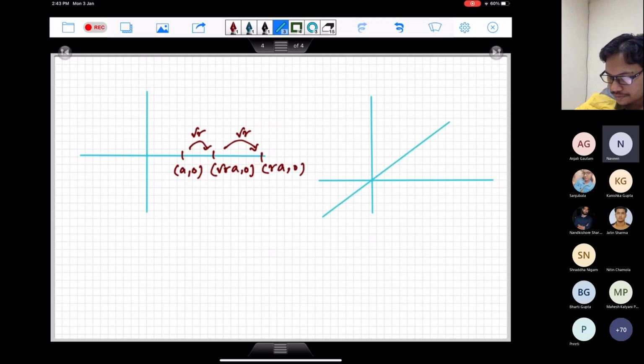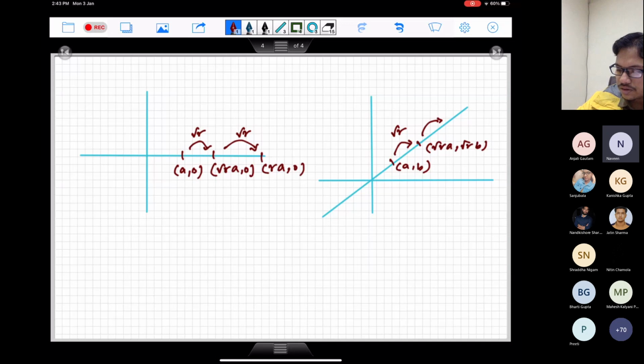Okay, so if I have, for example, some (a, b) over here, I can multiply by square root of r and I'll get (square root of r times a, square root of r times b), and again another square root of r, which will take me to (ra, rb). Here the picture shows that I am taking those r for which r is bigger than 1. So you understand that the scaling by a positive real number can be seen as a composition of two scalings, each by the quantity square root of r.